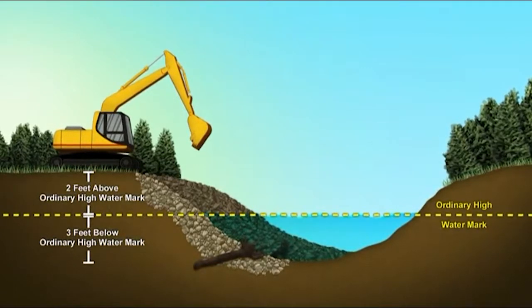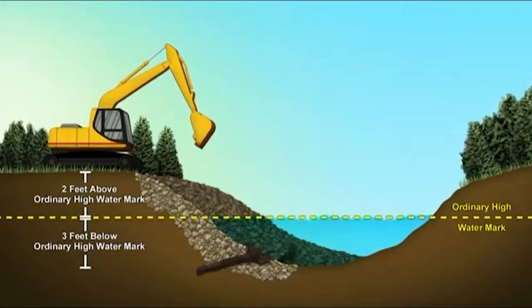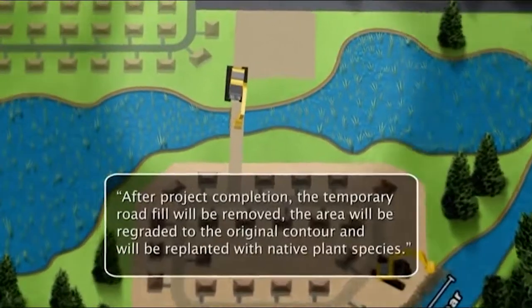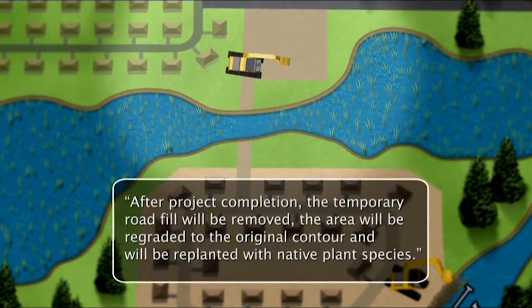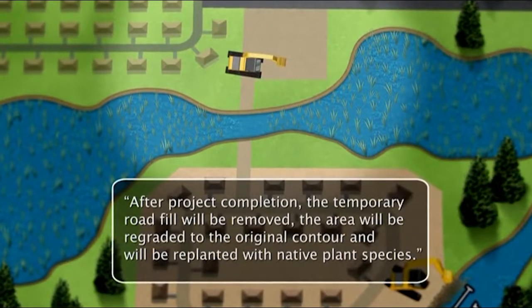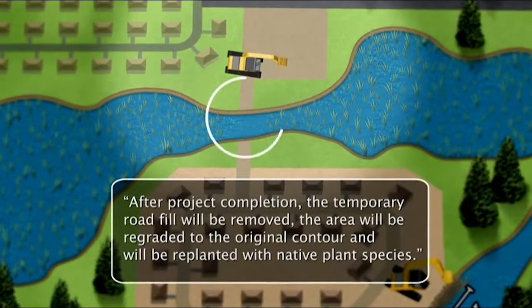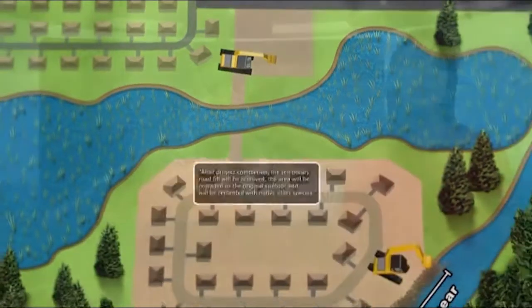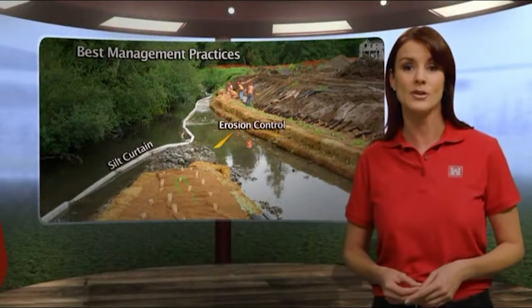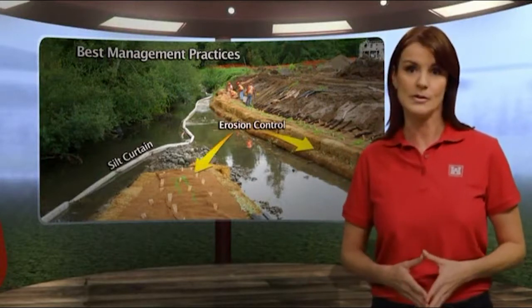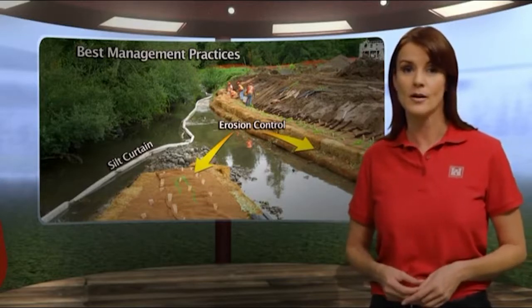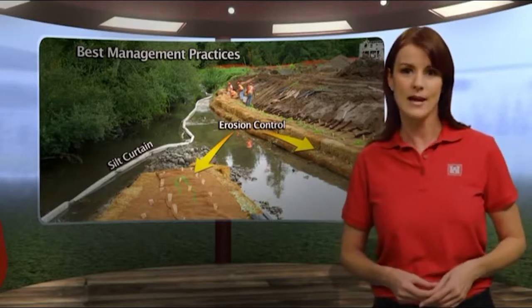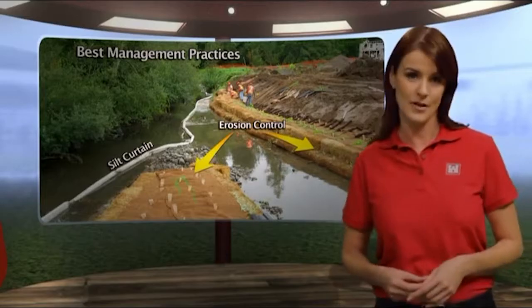And if those impacts are permanent or temporary, you can say, after project completion, the temporary road fill will be removed, the area will be regraded to the original contour, and will be replanted with native plant species. We'll also need to know the best management practices or methods you plan to use during construction to prevent or reduce pollutants from entering the water, what time of year you plan to do the work, and the amount of time it will take to complete the project from start to finish.